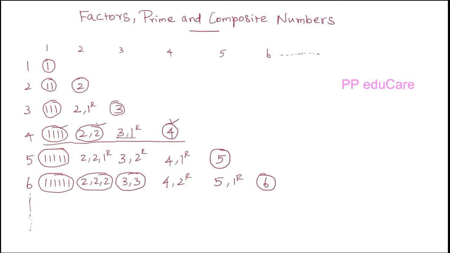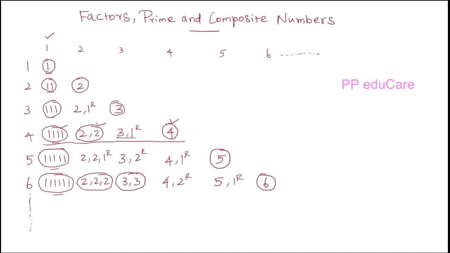Now consider the first column. 1 divides 1 exactly 1 time. 1 divides 2 exactly 2 times. 1 divides 3 exactly 3 times. 1 divides 4 exactly 4 times. 1 divides 5 exactly 5 times. 1 divides 6 exactly 6 times. So therefore 1 is a factor of 1, 2, 3, 4, 5, 6.